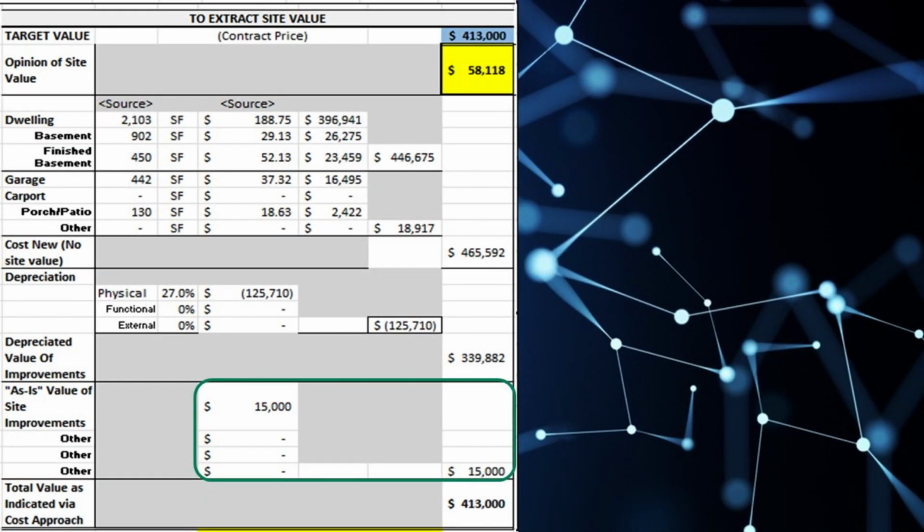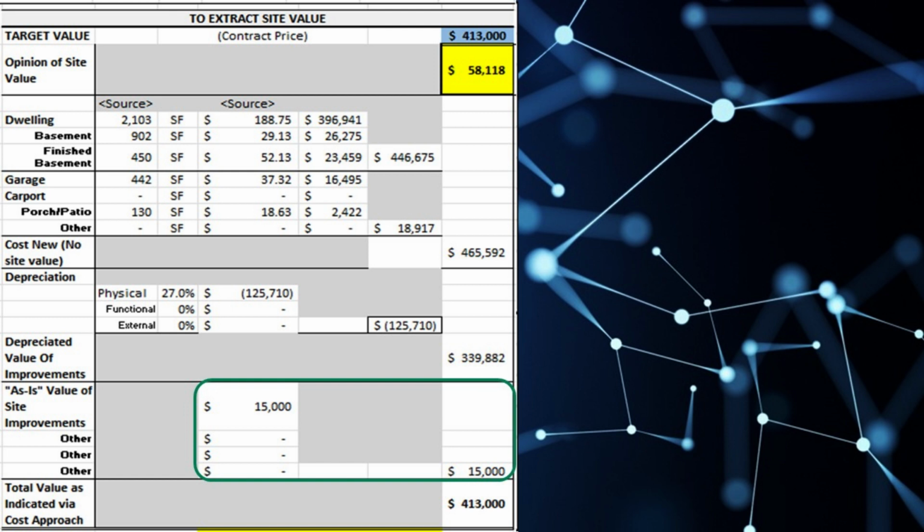Now, as is standard protocol in the cost approach, it's necessary to add the as-is value of the site improvements. For purposes of this illustration, we've assumed $15,000. Obviously, in a less expensive property, this would be less. In a more expensive property, this could easily total $100,000. Again, however, for purposes of this illustration, the assumption is the as-is value of the site improvements is $15,000.